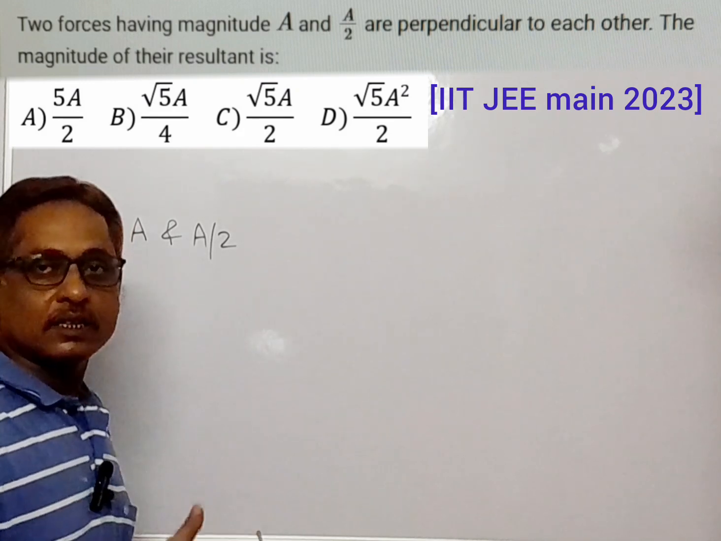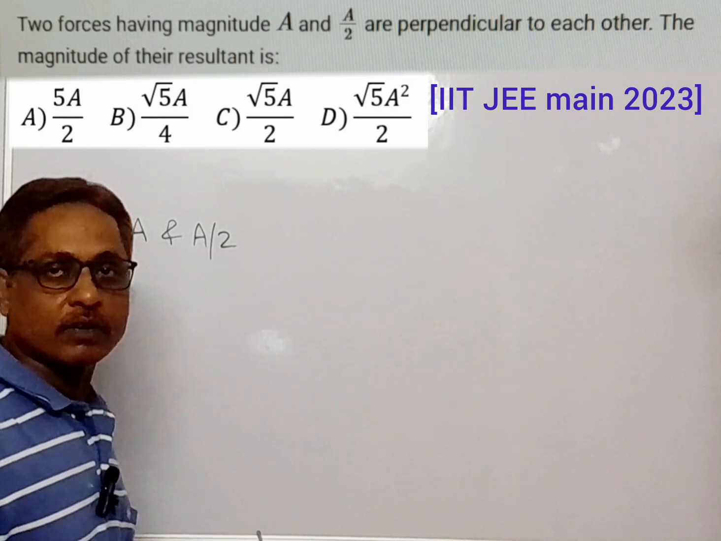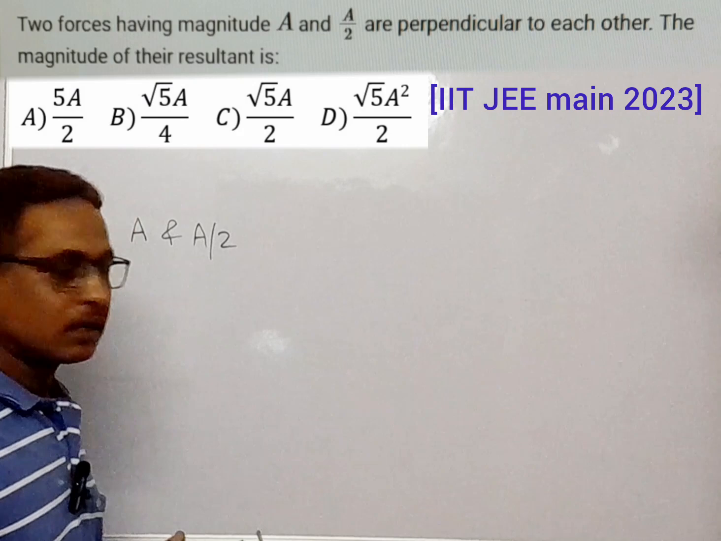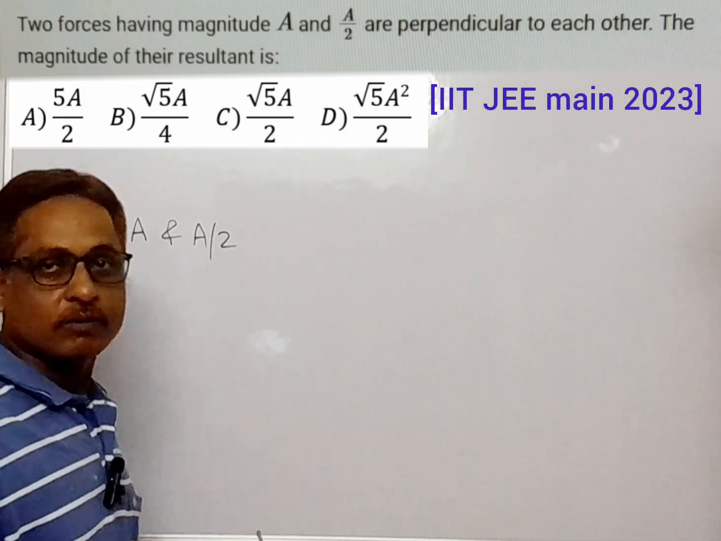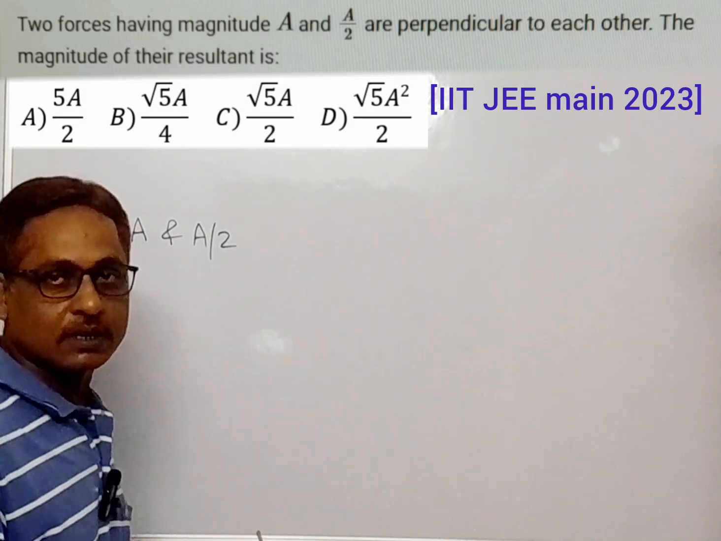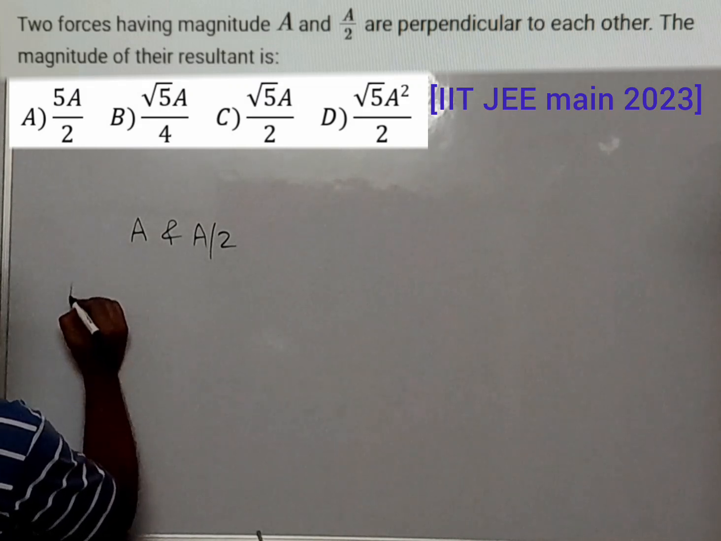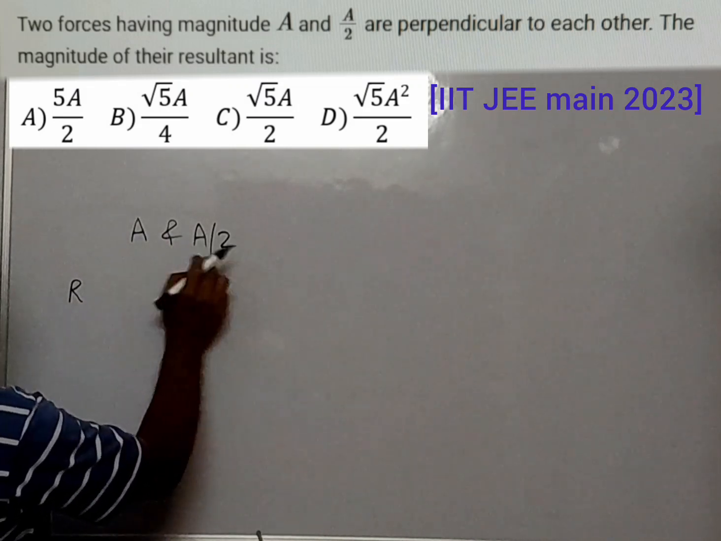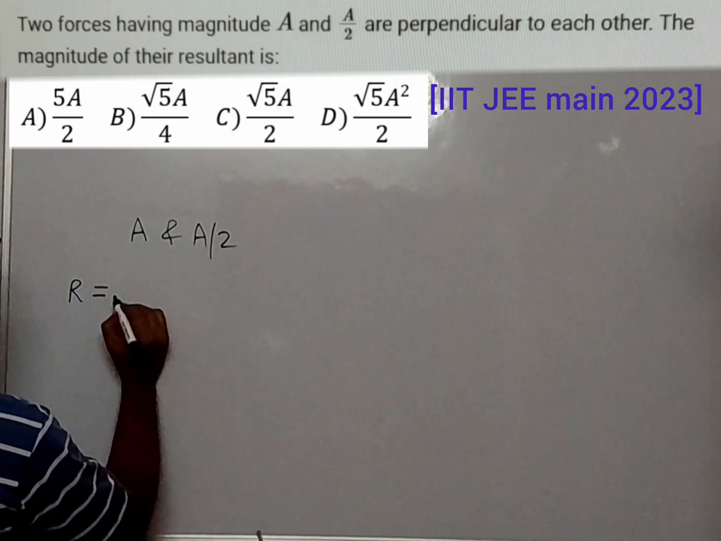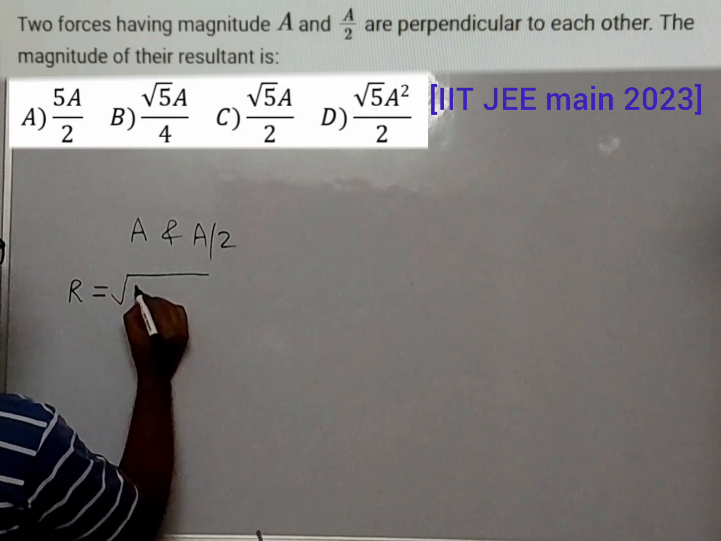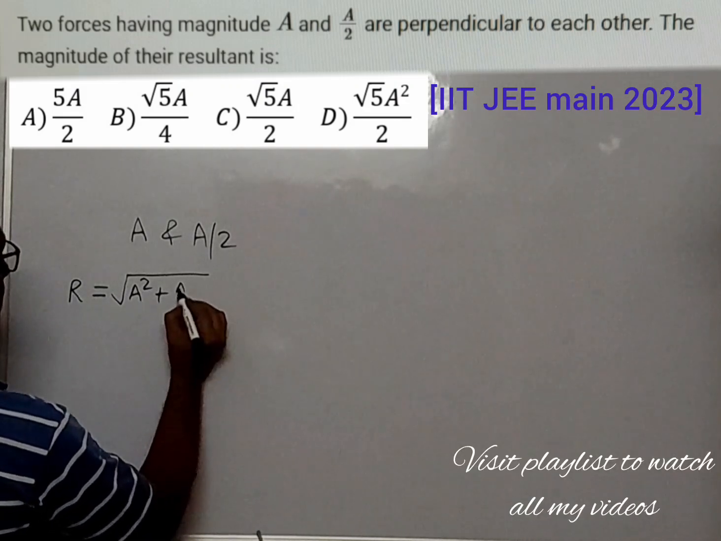तो दो वेक्टर यदि एक दूसरे के परपेंडिकुलर हो तो उनके रिजल्टेंट के लिए एक स्पेशल फार्मूला है। यदि दो वेक्टर का मैग्नीट्यूड दिया हुआ हो और ये भी दिया हुआ है कि वो दोनों परपेंडिकुलर है, यानी उनके बीच का एंगल थीटा इज इक्वल टू 90 डिग्री हो, तो उसके लिए एक स्पेशल फार्मूला है। The magnitude of the resultant of these two vectors whose magnitudes are A and A by 2 will be equal to square root of A square and A by 2 square.